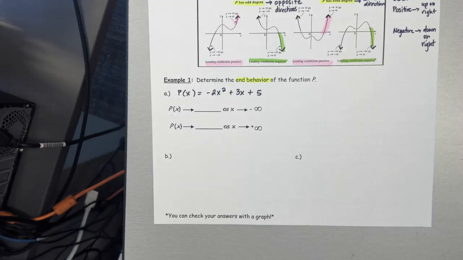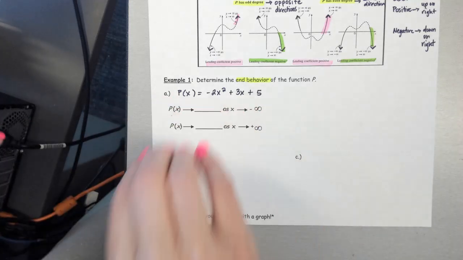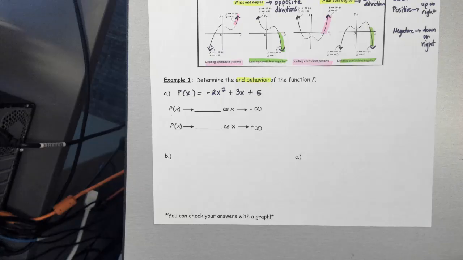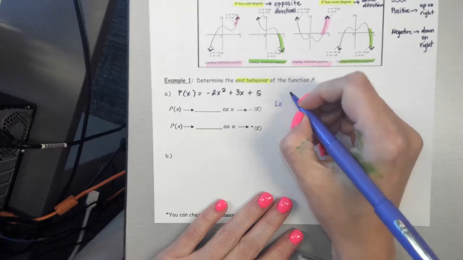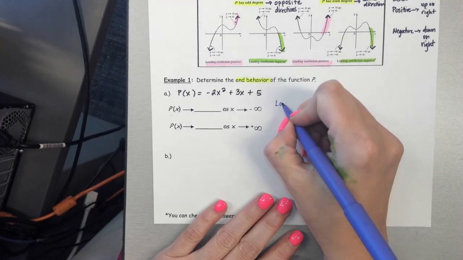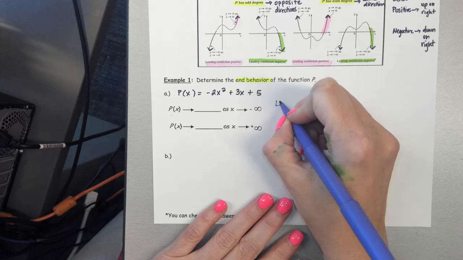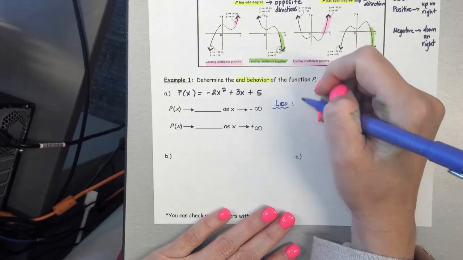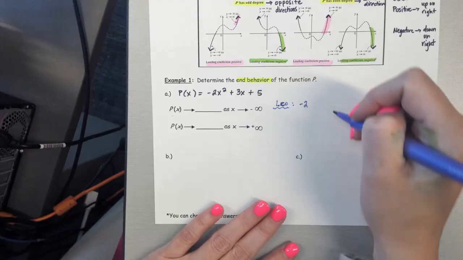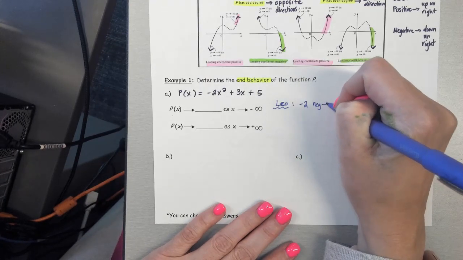Okay, it honestly does not matter to me which one goes first, as long as the left side is with the correct value and the right side is with the correct value. So all we have to do for these is identify the leading coefficient. I like to call it the LCO, the leading coefficient. If you see it's a negative 2, that means it falls on the right.